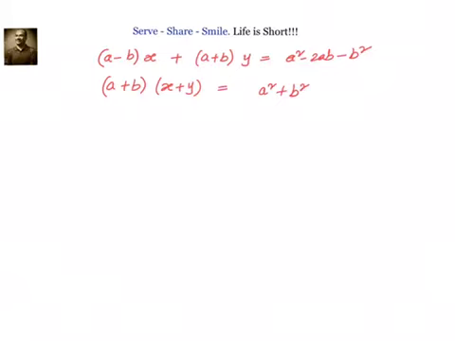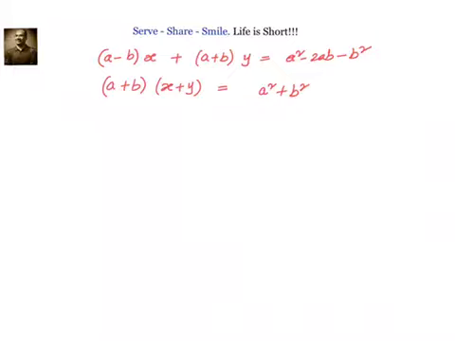10th grade linear equation in two variables using cross multiplication method to solve problem. So we'll solve this problem. (a minus b) into x plus (a plus b) into y equals a square minus 2ab minus b square. We also have (a plus b) into (x plus y) equals a square plus b square. We have to solve this problem algebraically by using cross multiplication method.